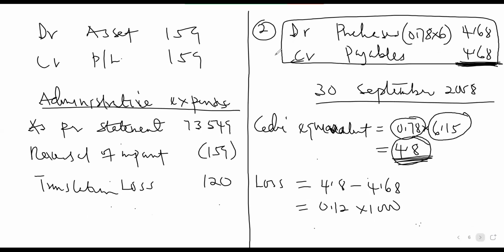Whenever you are recognizing a provision, what are the entries? Debit P&L and credit provisions. Okay. So the provisions will be brought to the administrative expenses. So we have 360.